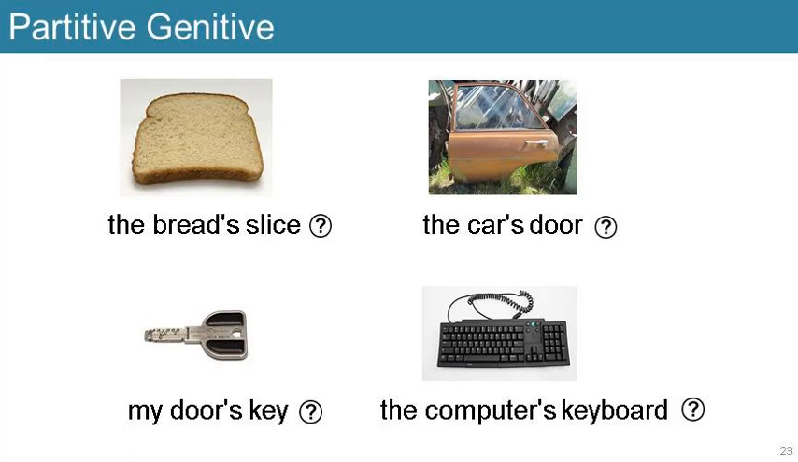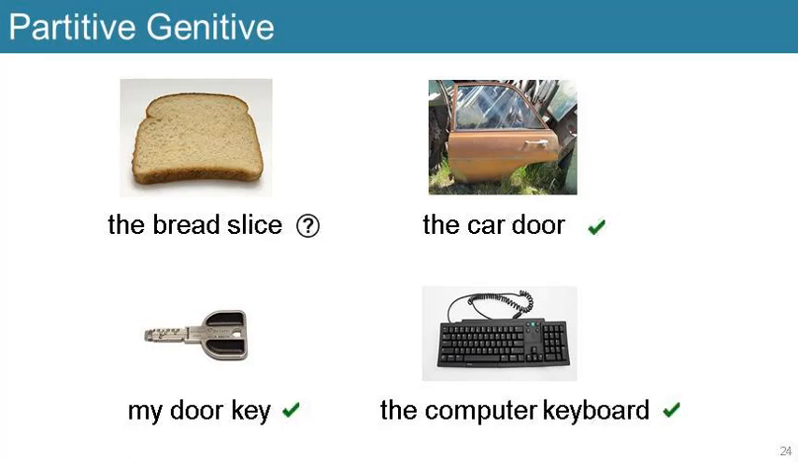But in practice, some partitive genitives are less acceptable than others. For example, the bread's slice sounds less natural than the car's door. And I suspect that most native speakers would find my door's key a lot less natural than the computer's keyboard. In fact, there is a third alternative.